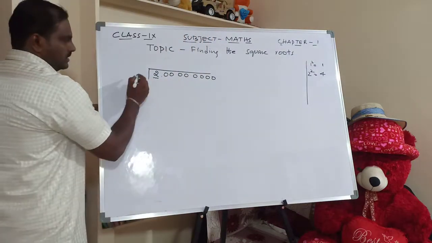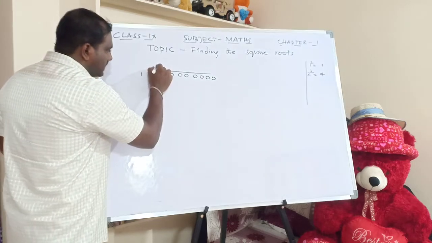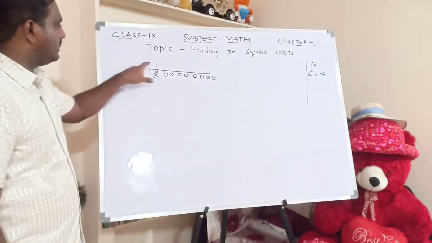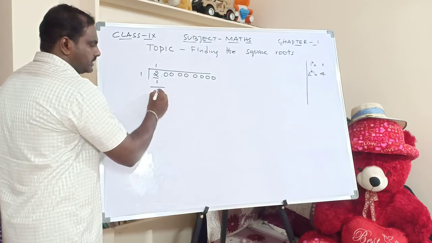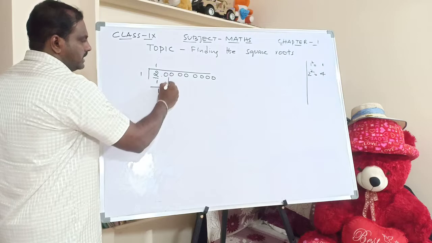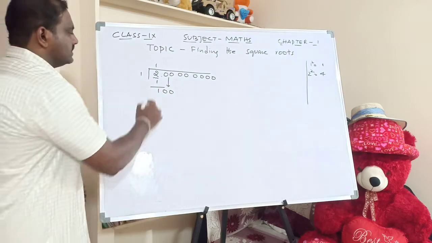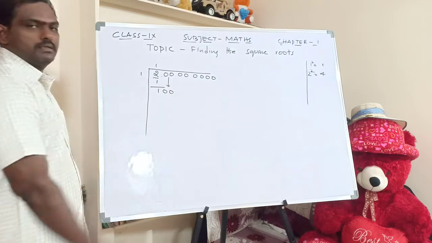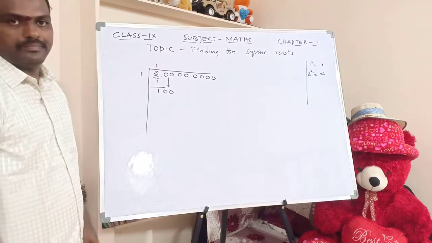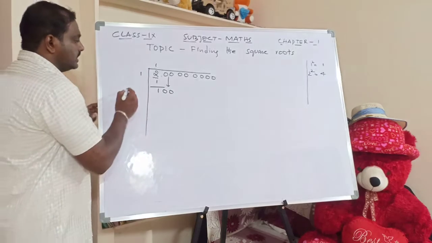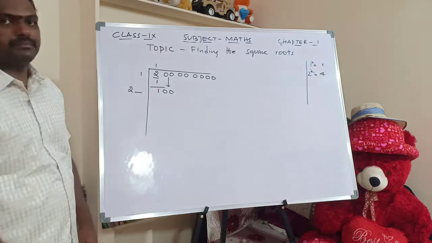So first write 1. Whatever you have written, you have to multiply with the same number. So 1 ones are 1. After this what do you have to do? You have to do the subtraction. Then take the next 2 numbers at a time. After this, the students make a mistake again. What is the mistake? The 1 is there, we have to double it. If you double 1, how much will I get? 2. Then keep a blank here.